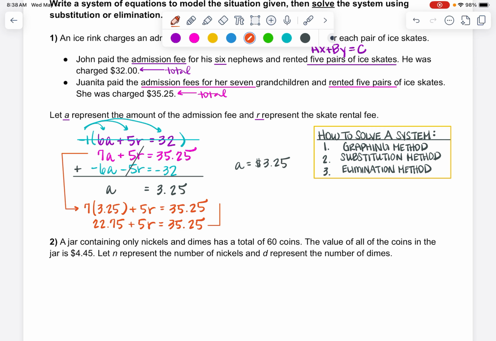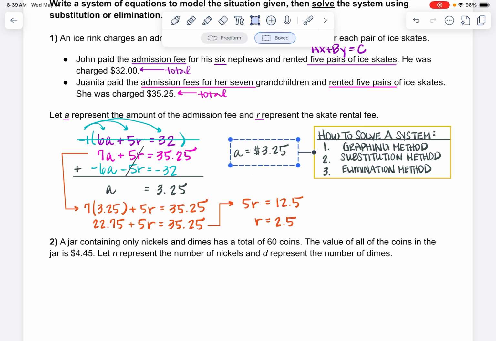I've run out of room. I should have done it on the other side. Here we go. I'm just going to move it over here. I'm going to do 35.25, and I'm going to subtract the 22.75 to the other side. So that's going to give me 5R equals $12.50, or just 12.5. And then I'm going to divide by 5, and that's going to give me 2.5. And that is the skate rental fee, right? So the skate rental is $2.50.